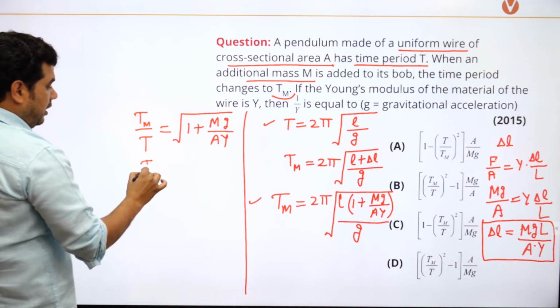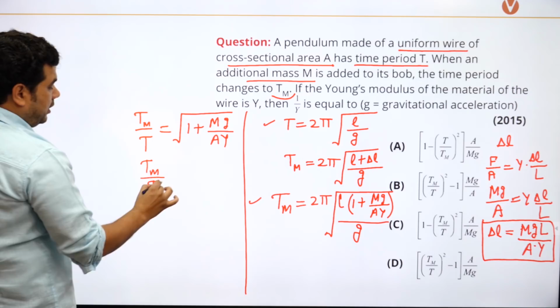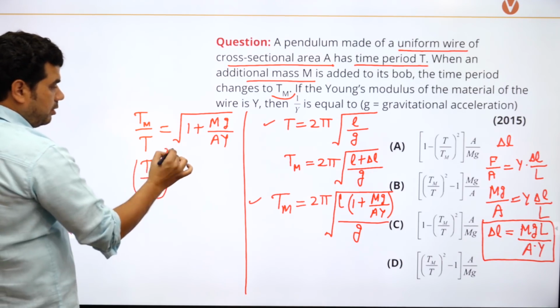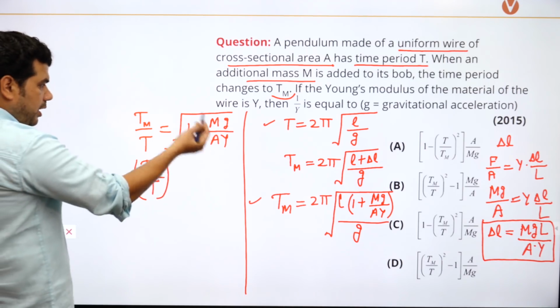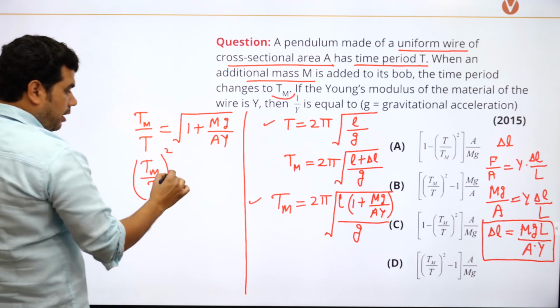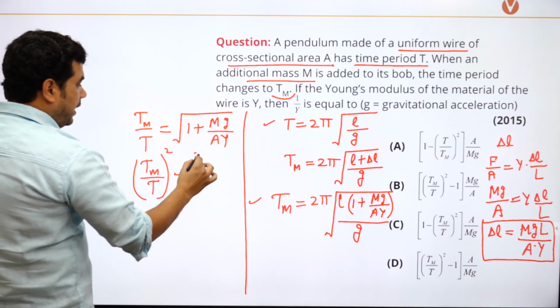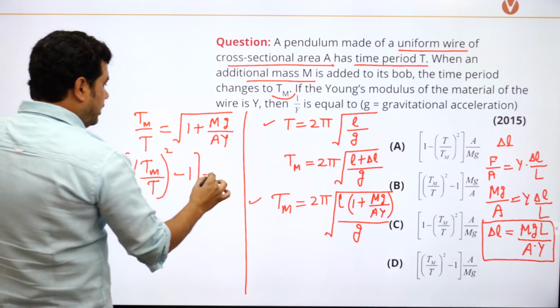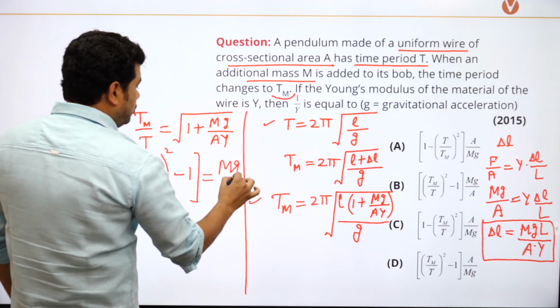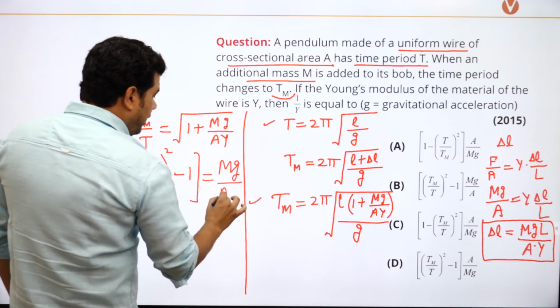Now we can say Tm upon T whole square, right? Removing the root, it will be a square here, then minus 1 here, and here we get is equal to mg divided by A Y.